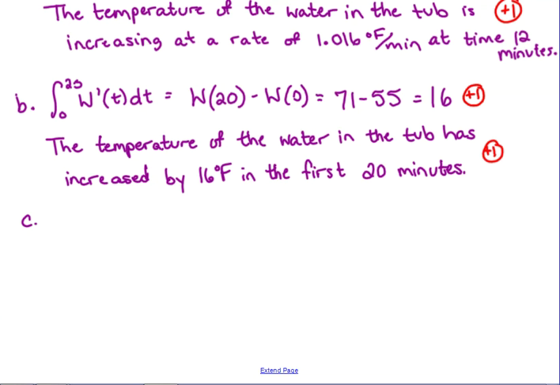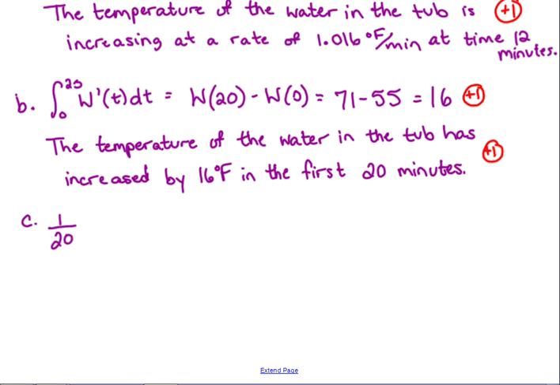All right, part C. Between 0 and 20, the average temperature of the water of the tub is 1 over 20 of the integral from 0 to 20. Use a left Riemann sum with 4 subintervals to approximate it. And is that approximation an overestimate or an underestimate of the average temperature of the water? Okay, so let's start with the Riemann sum.